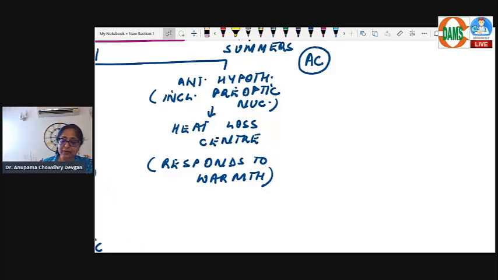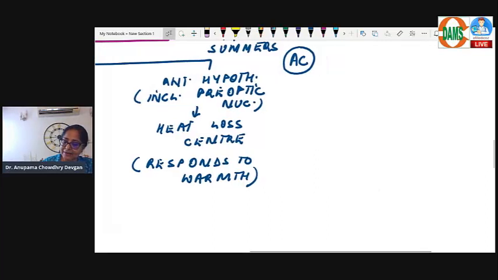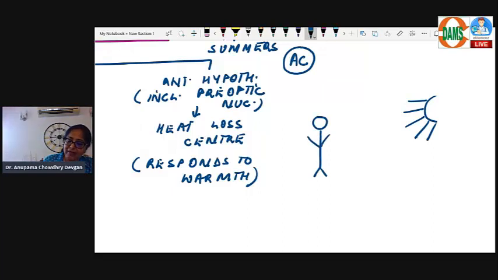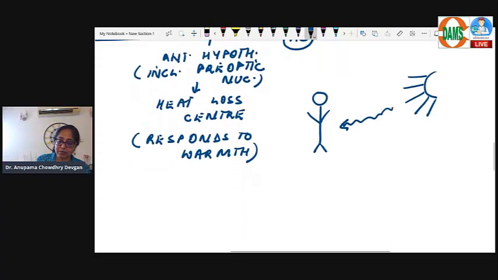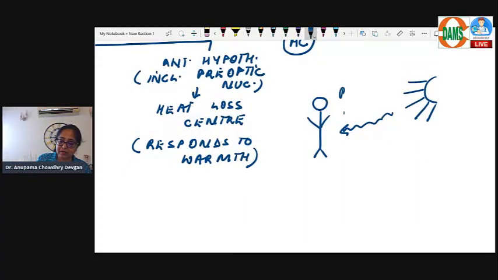All right, so the anterior hypothalamus, including the preoptic nucleus, is the heat loss center. It responds to warmth. In summers the outside temperatures are very high. Now there is going to be a tendency to gain heat, because outside temperatures are very high. And what is the major mechanism of heat gain? The major mechanism of heat gain is going to be radiation.